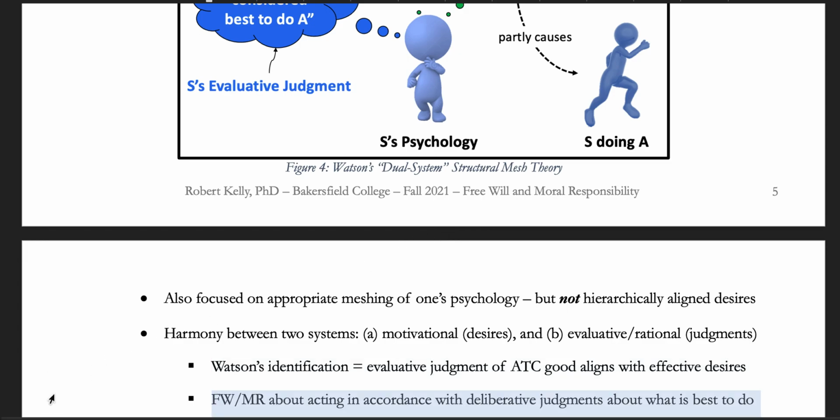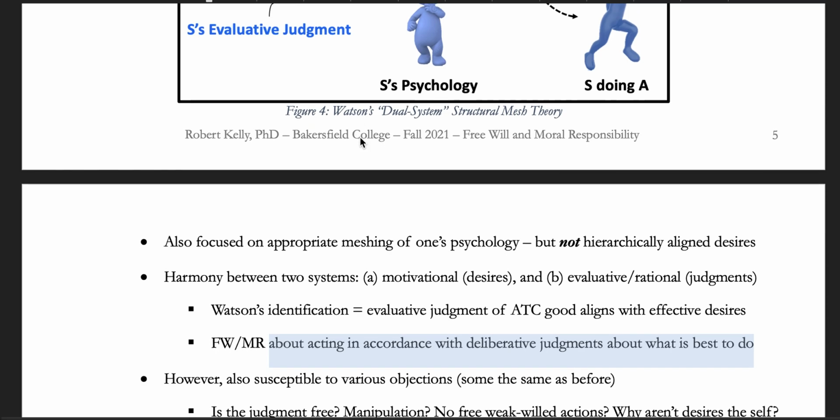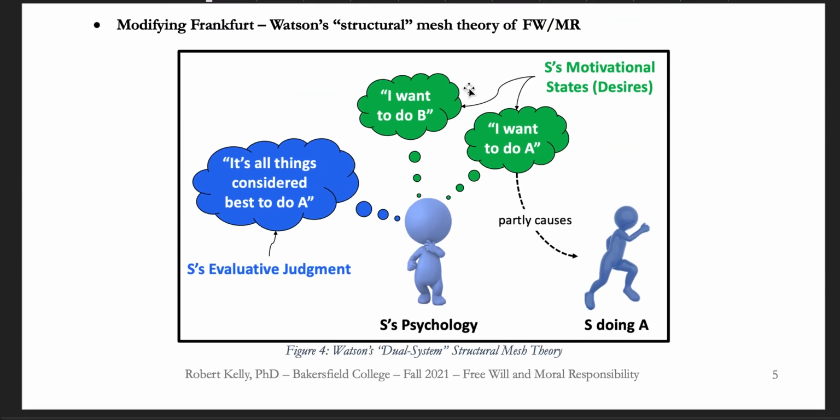Okay, and so freedom and responsibility for Watson, he kind of takes the Frankfurt model and just modifies it. It's about acting in accordance with your deliberative judgments about what it's best to do. Okay. So similar, but instead of this hierarchy of desires, you get these two sort of parallel systems that need to be in line with each other. The desires that cause you to act need to be aligned with, or they need to be in accordance with, what you judge it best to do.